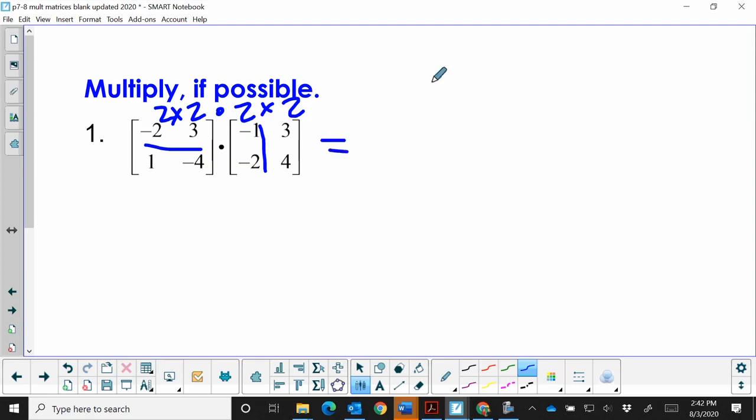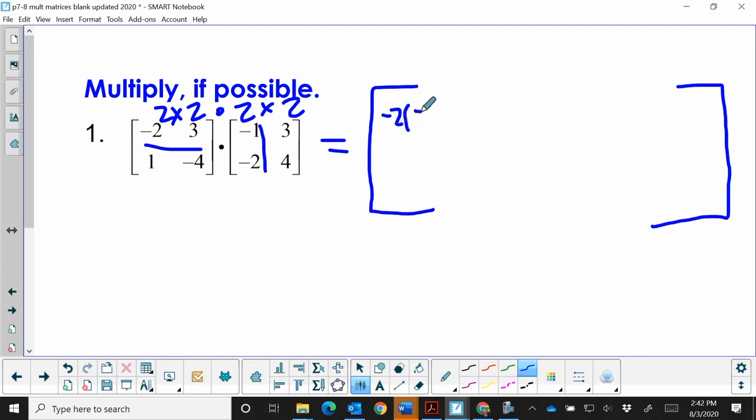So let's go ahead and set up a 2 by 2 matrix. Now, I'm making mine very large so I can show my work. Okay, that's what we want you to do, show your work. I'm going to take this first position, -2 and -1, and multiply those together. And I'm going to add to it 3 times -2.